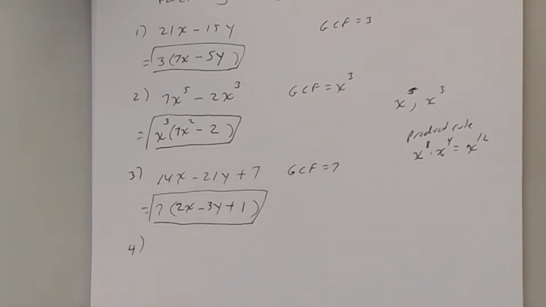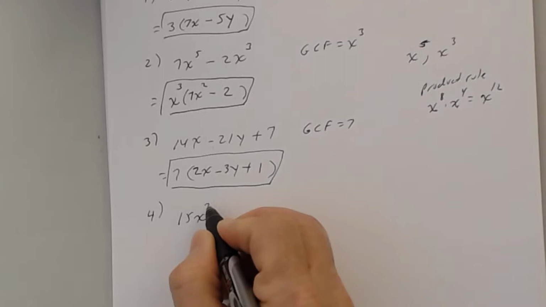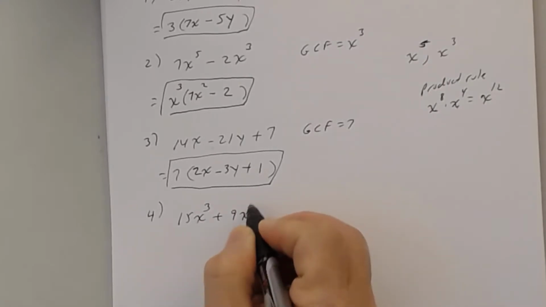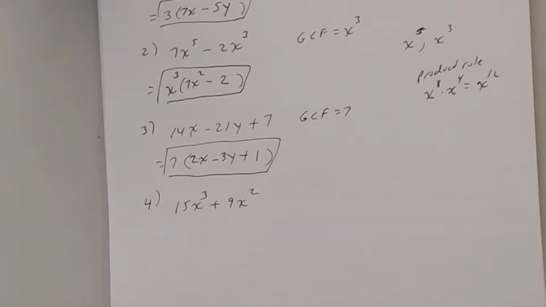Number 4. Number 4, suppose we have 15x cubed plus 9x squared. What's the GCF? 3? Just 3? 3x squared.